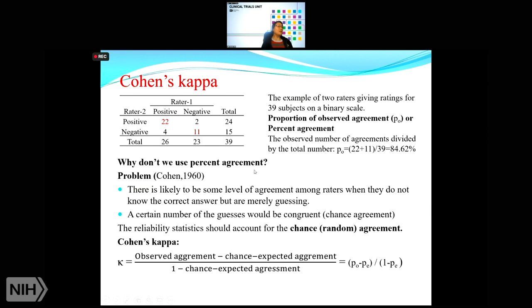Therefore, we can calculate the proportion of observed agreement, or the percent agreement, as 22 plus 11 divided by 39. So why don't we use percent agreement? Cohen pointed out there is likely to be some level of agreement among readers when they do not know the correct answer but are merely guessing. A certain number of the guesses would be congruent, which is called chance agreement. The reliability measure should account for the chance agreement. Therefore, Cohen defined kappa as the proportion of observed agreement minus the proportion of chance expected agreement, divided by 1 minus the proportion of chance expected agreement.